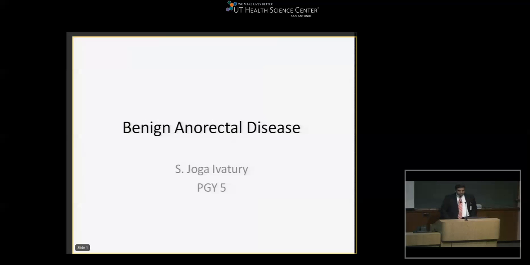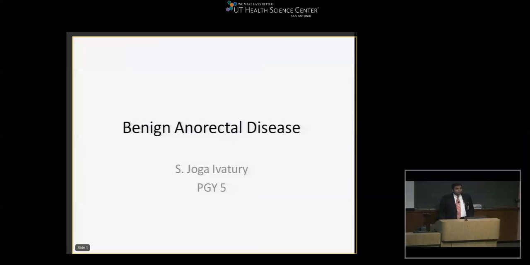Here's an example of the Milligan-Morgan hemorrhoidectomy. It's an open technique. It's used a lot in the United Kingdom. It's excision of the external hemorrhoids with a suture placed at the pedicle, but the defects of the anoderm are left open to heal by secondary intention. The modified Ferguson technique is a closed technique where you similarly excise the external hemorrhoids and place sutures at the pedicle, but then the defects are closed using a running suture.